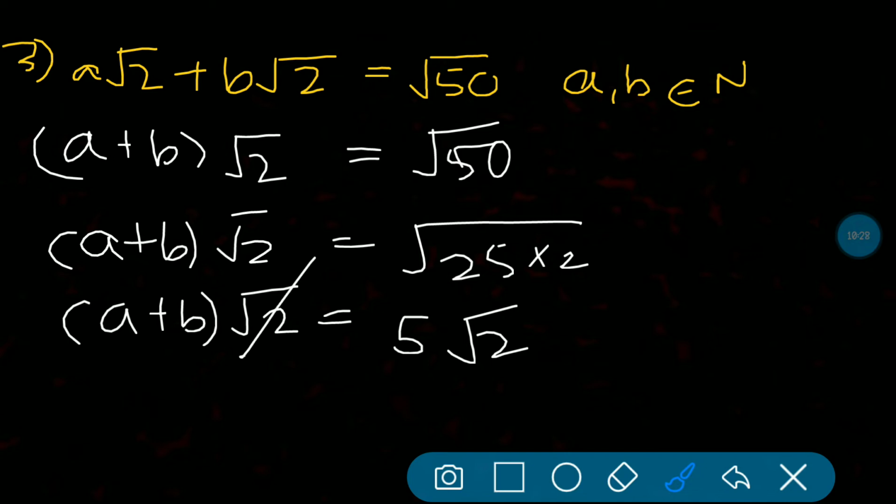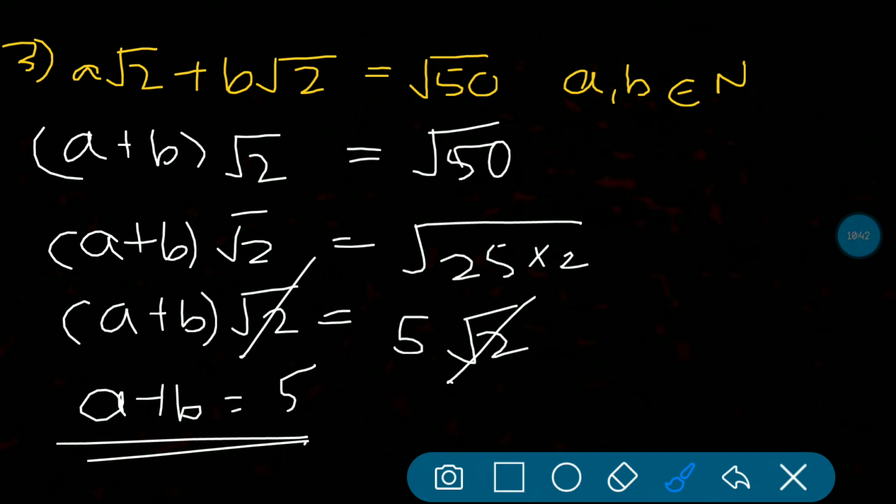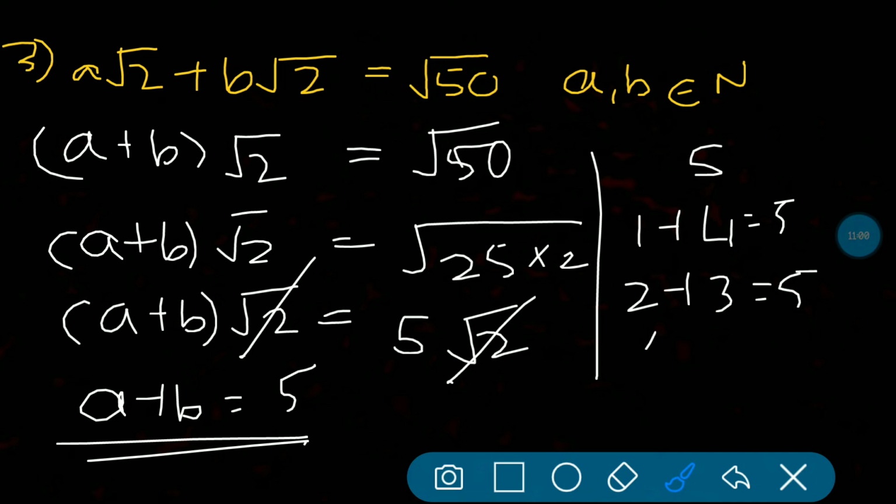Now this is clear to you, right, until here? Now root 2 and root 2 will get cancelled, because when we send this root 2 to the RHS, it will get divided and both will get cancelled anyway. Now what is a plus b? It is 5. Now they asked for ordered pairs, so what do we do? See, a plus b is equal to 5. How do we obtain 5? 1 plus 4 is equal to 5. 2 plus 3 is equal to 5. 4 plus 1 is equal to 5. 3 plus 2 is equal to 5.